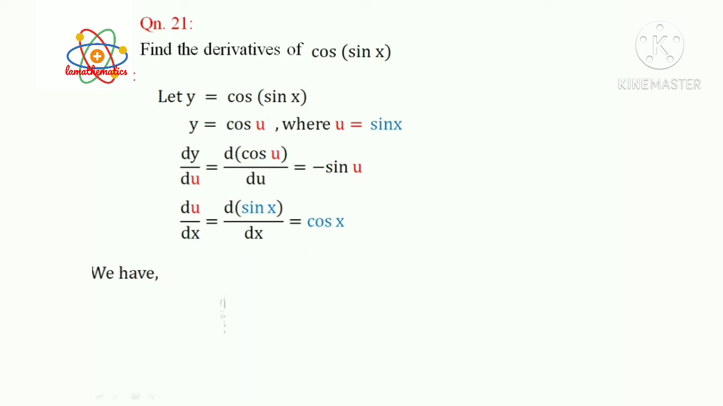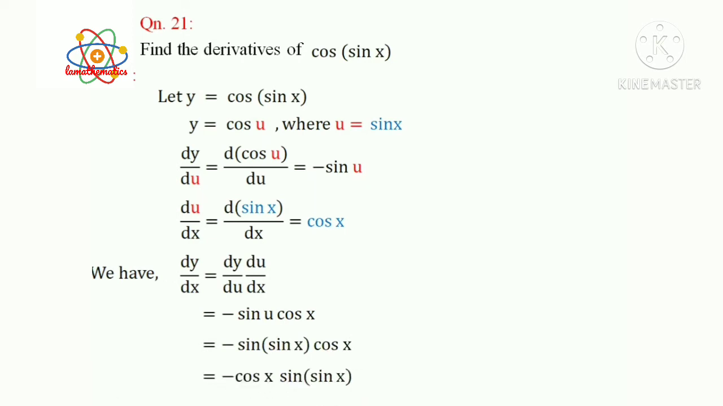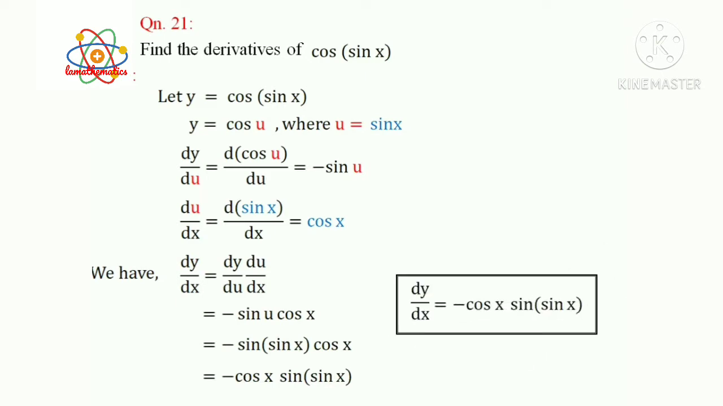We have dy by dx equal to dy by du into du by dx. We substitute the value of dy by du and du by dx, equal to minus sin u into cos x, equal to minus sin x into cos x, equal to minus cos x into sin x. Therefore, dy by dx equal to minus cos x into sin x.